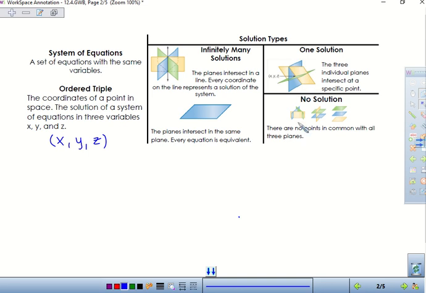And then one solution is where they intersect in such a way that all 3 planes have 1 point of common intersection. No solution can happen in 3 different ways. All 3 planes are completely parallel to each other in space. Or 2 of them are parallel and 1 of them cuts through, because even though 2 of them intersect, all 3 have to intersect in order for the whole system to have a solution. Or they intersect with each other, but not all 3 ever, so you have that open gap in the middle.